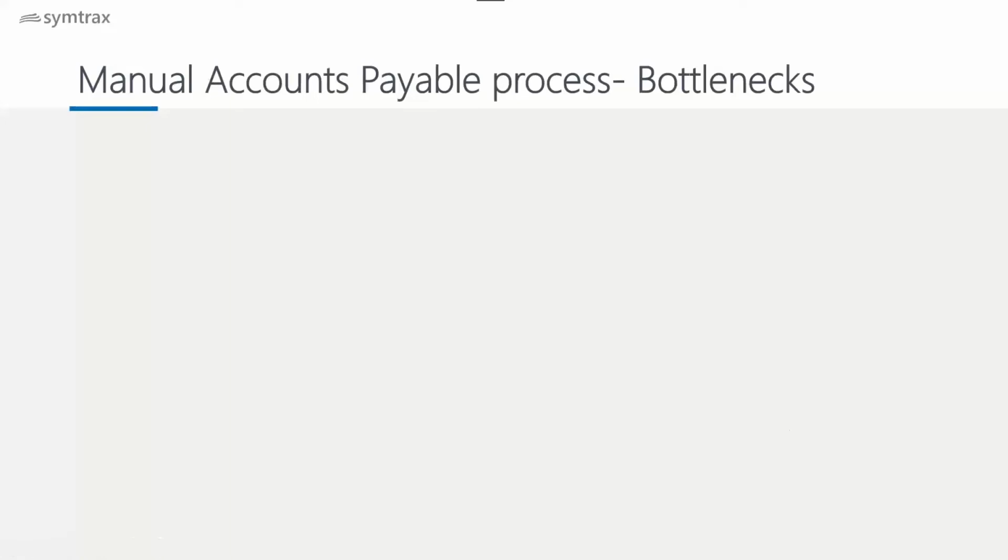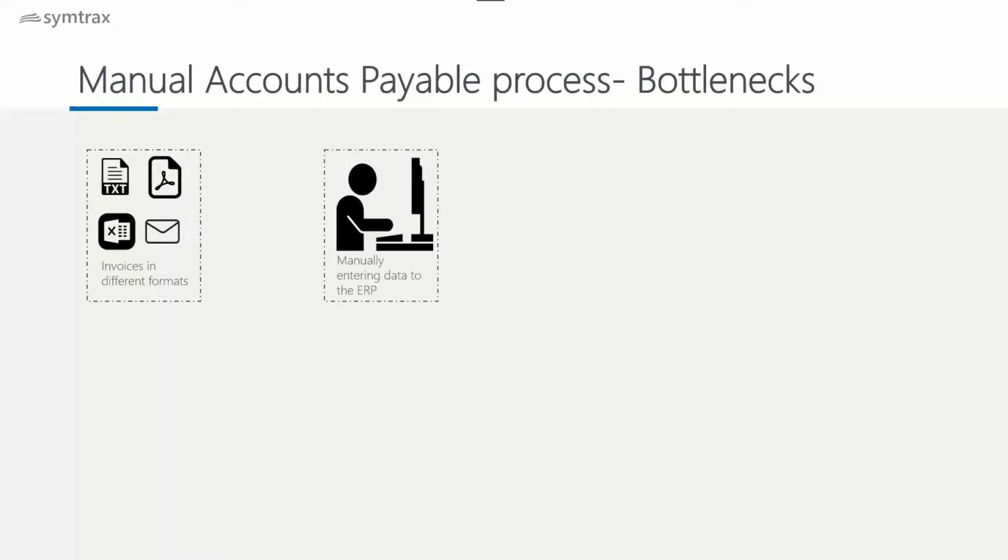Now I will give you a walkthrough of the bottlenecks that are there in the existing manual accounts payable process. In your accounts payable process, you'll be dealing with multiple suppliers, right? And you'll be getting invoices in different formats from multiple suppliers. Some invoices will be in a machine readable format, and the remaining will be in a human readable format. And some invoices can even be a single sentence in an email, right? So the question is, how are you going to enter all these details into your ERP? Obviously, the answer is manual data entry.